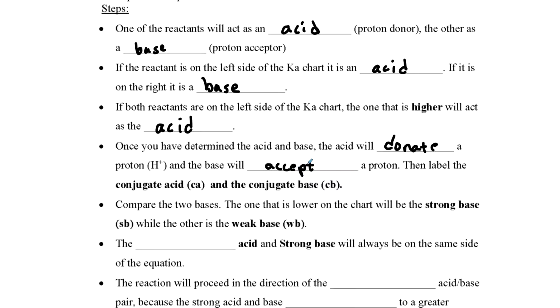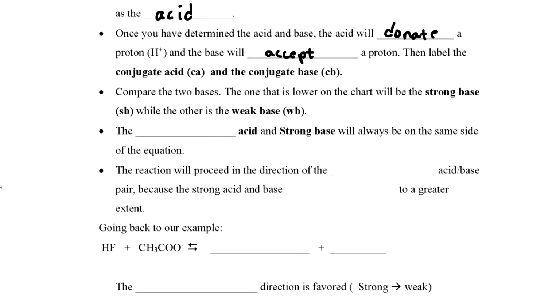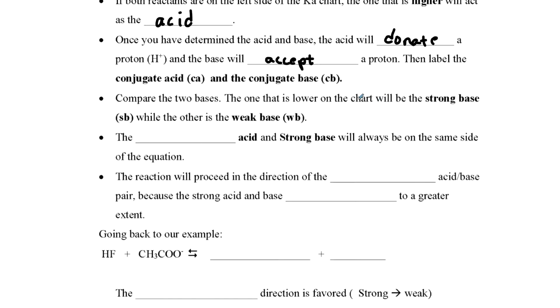You're then going to label your conjugate acid and conjugate base, just as we've done in the past. Once you've got all four species labeled, you're going to compare the two bases. That's the base on the reactant side and the base on the product side. The one that is lower on the chart will be the strong base, while the other one is considered the weak base.